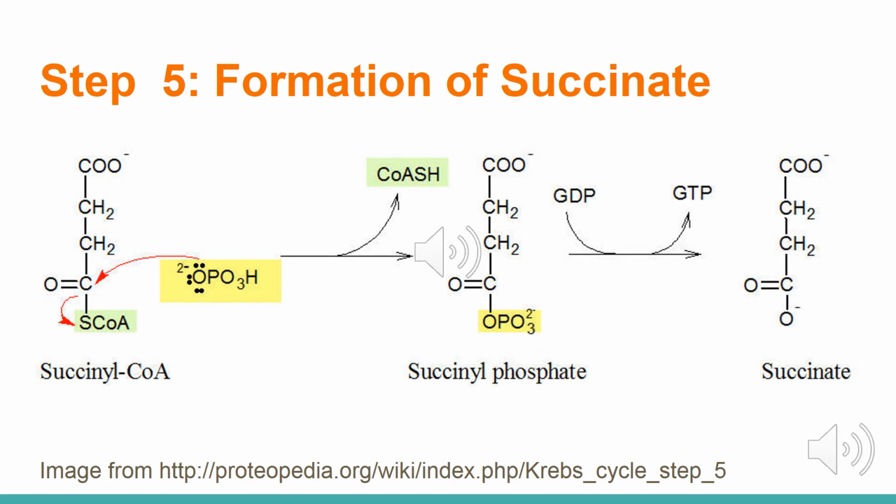Step 5 of the Krebs cycle is the conversion of succinyl-CoA to succinate. This is done by succinyl coenzyme A synthetase. This step is a 3-step mechanism.